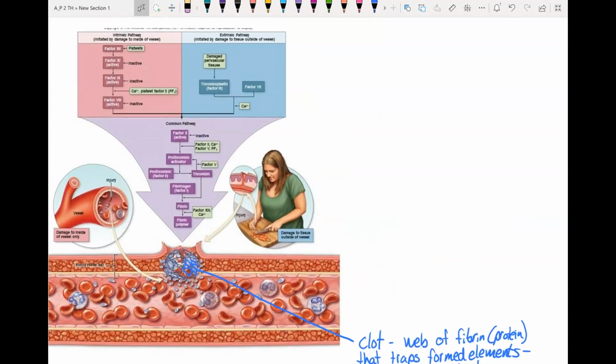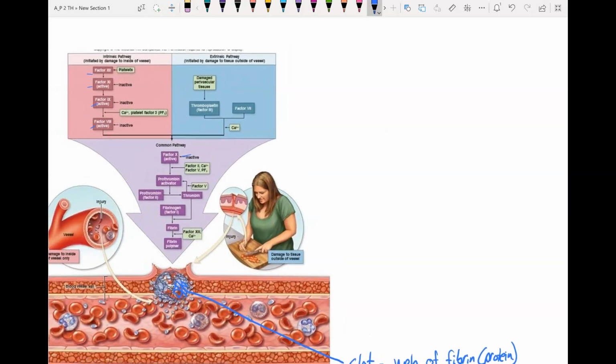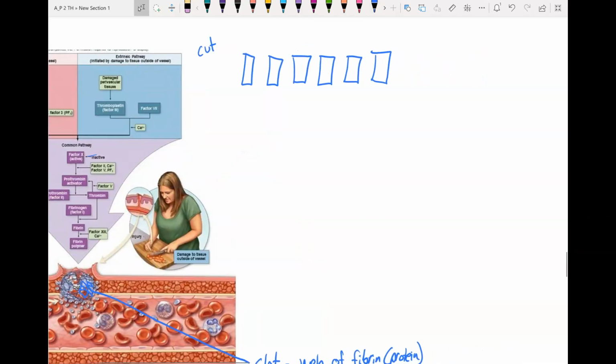So notice you have all these things here, these factors. If you look along, you've got factors everywhere. Think of this like a chain of dominoes. If we have dominoes, and you know how you knock down the first domino, and that makes all the others fall. That's how coagulation works. We're going to start off here with a cut, and we're going to end here with a blood clot.